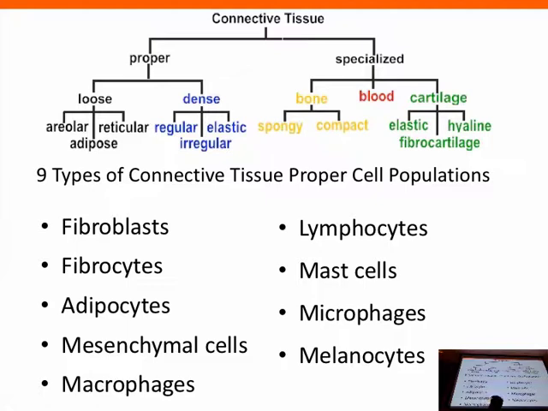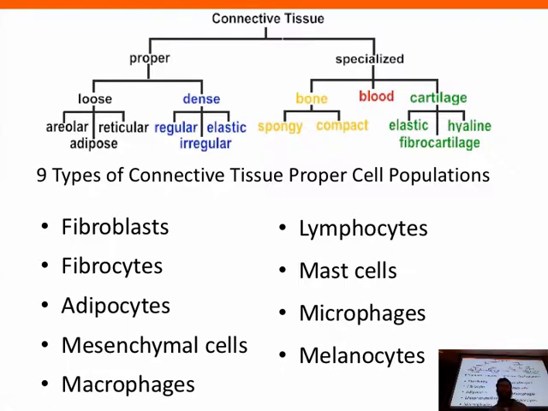And then there's dense connective tissue. The only one I really talked about there was dense regular connective tissue, in terms of the tendons in your body. And then there are these specialized types. There's the supportive connective tissue, bone and cartilage, and then there's the fluid connective tissue, that is your blood.